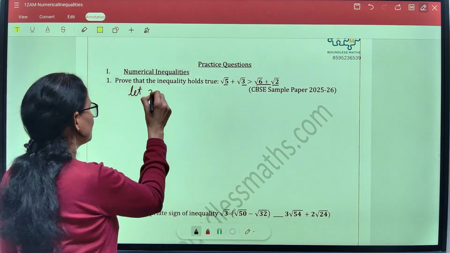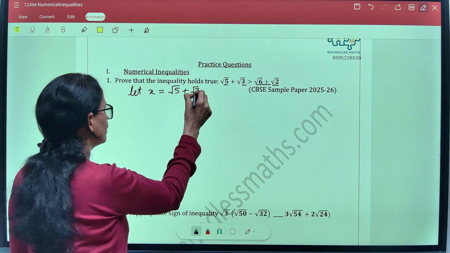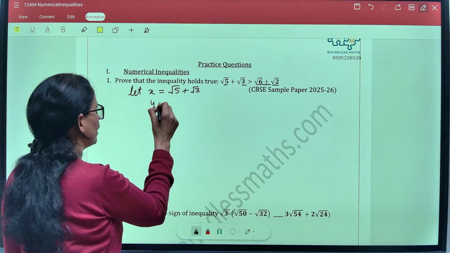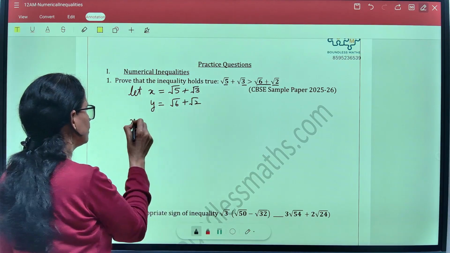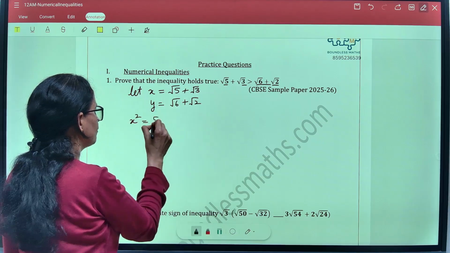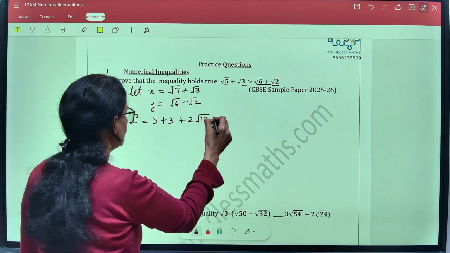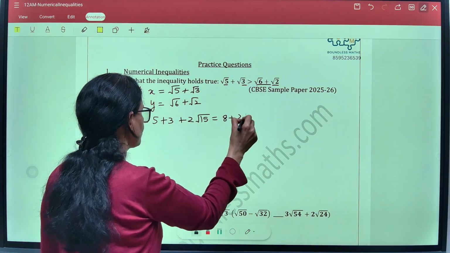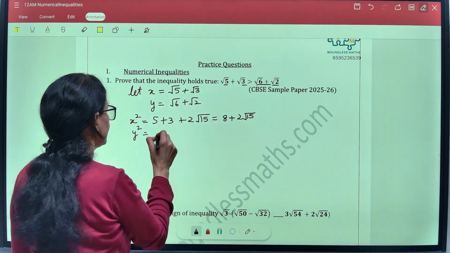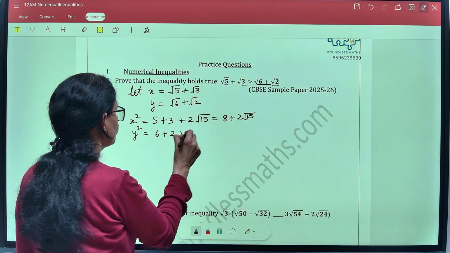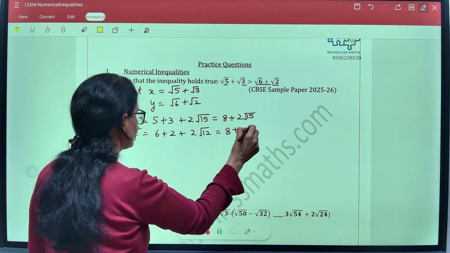So let's assume that the left side is denoted by x and the right side is denoted by y. If you find x square, it will be 5 plus 3 plus 2 square root of 5 times 3, which is 15. So this becomes 8 plus 2 square root 15. And if you find y square, it will be 6 plus 2 square root 12. So that becomes 8 plus 2 square root 12.